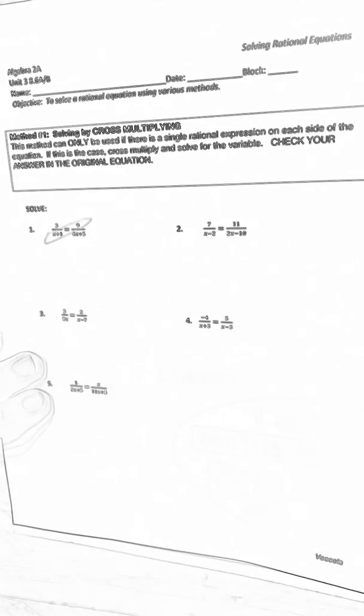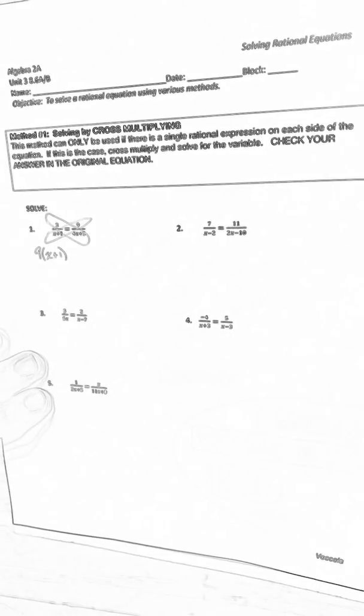So let's get started. Number 1, 3 over x plus 1 equals 9 over 4x plus 5. So you have one expression on each side, one fancy fraction, if you will, on each side of the equal sign. So we are going to cross multiply, multiplying on a diagonal. So this is going to turn into 9 times (x plus 1), equals the other cross product, which is 3 times (4x plus 5).